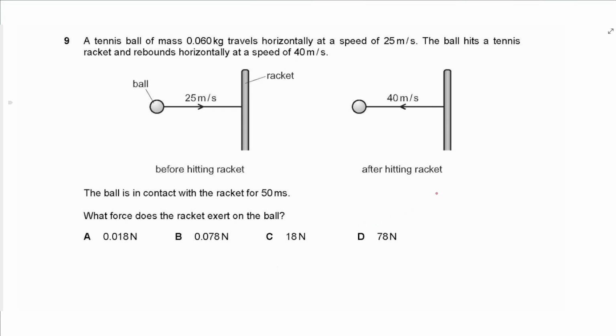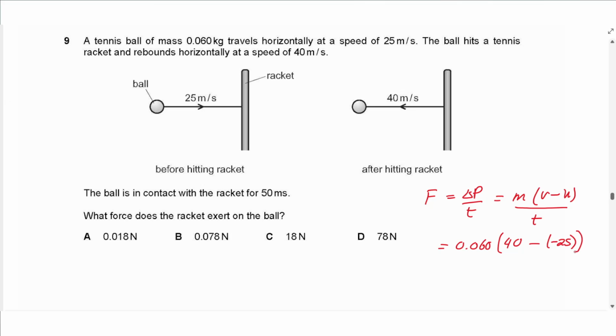So we can use the equation force is equal to the change in momentum over time, or mass multiplied by the change in velocity over time. Then we substitute. The mass is 0.060 and the velocities are final 40 minus the initial, which would be negative 25, because they have opposite directions, and then we divide by the time, 50 times 10 to the power of negative 3 for milliseconds. That gives us an answer of 78 newtons, so we choose D.